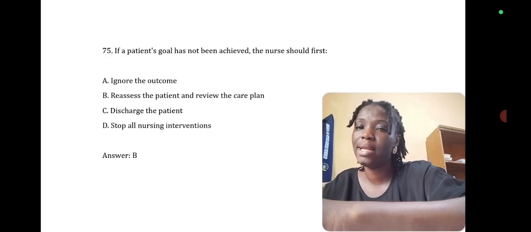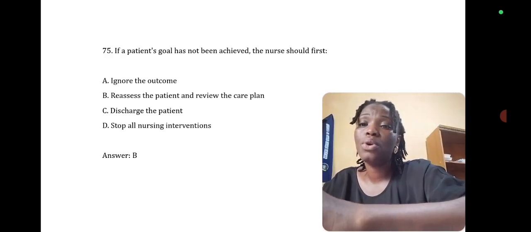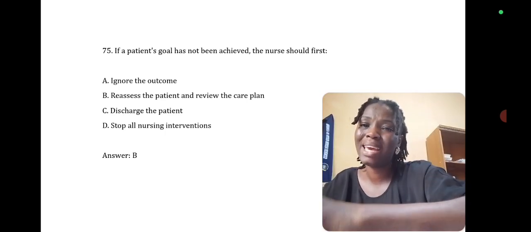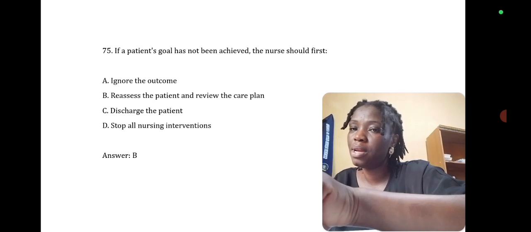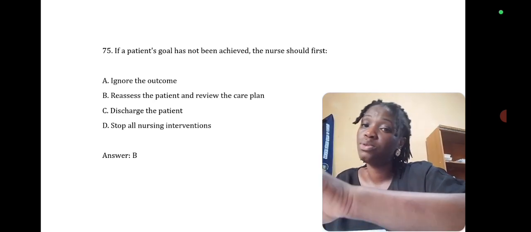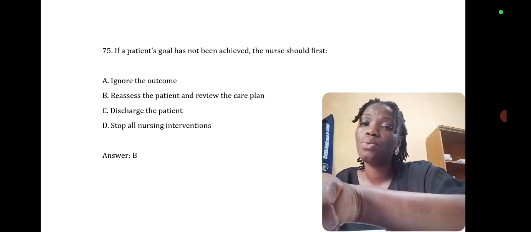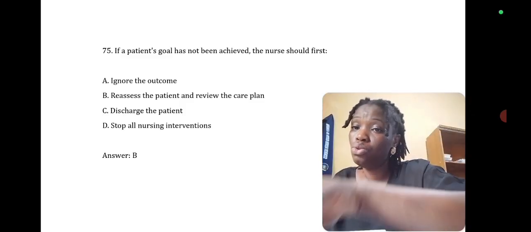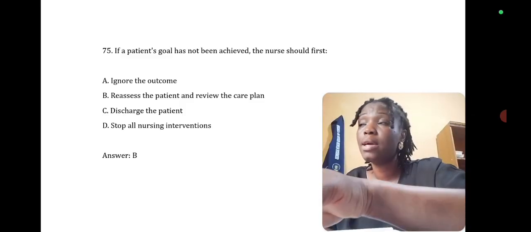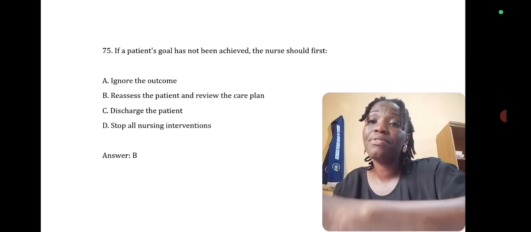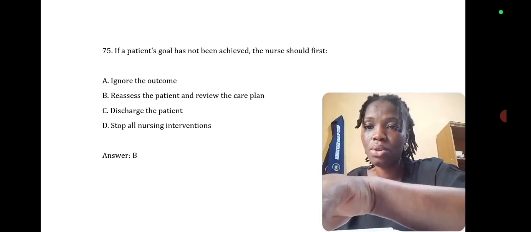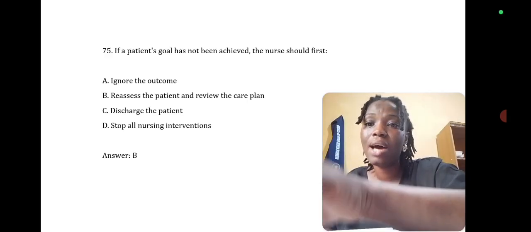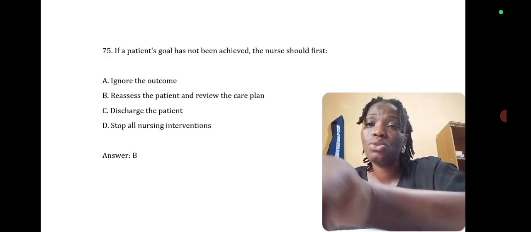You must go back again and review it to see maybe you missed one or two things or how you can improve that care plan. So reassess the patient and review the care plan when your goal was not achieved. Like I said, if the temperature is high and then you checked it after intervention, after giving paracetamol, etc., you checked it and it's still high or it remains the same, you have to go and reassess this patient and review your care plan. So that is what the nurse should do.